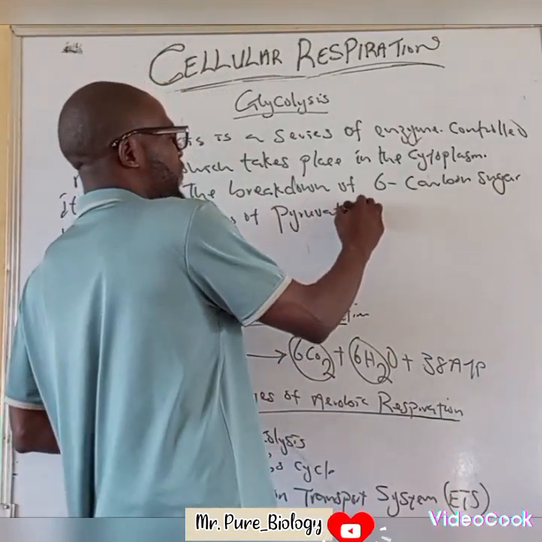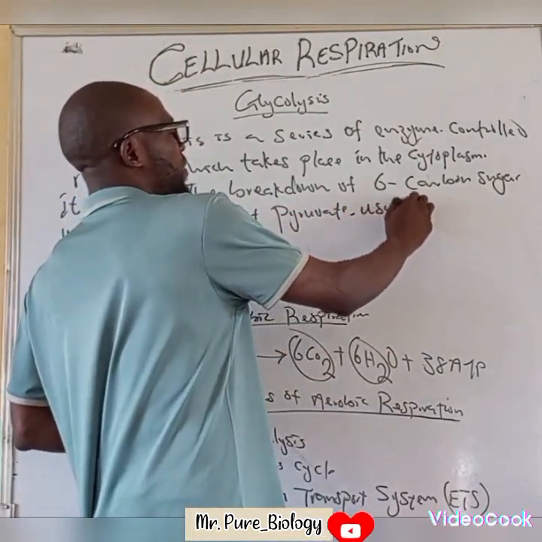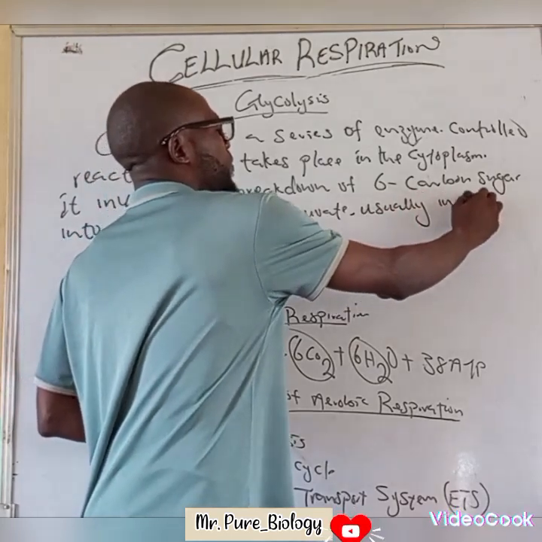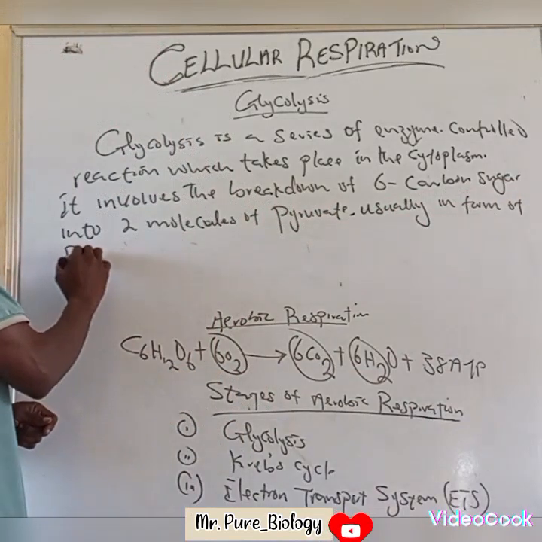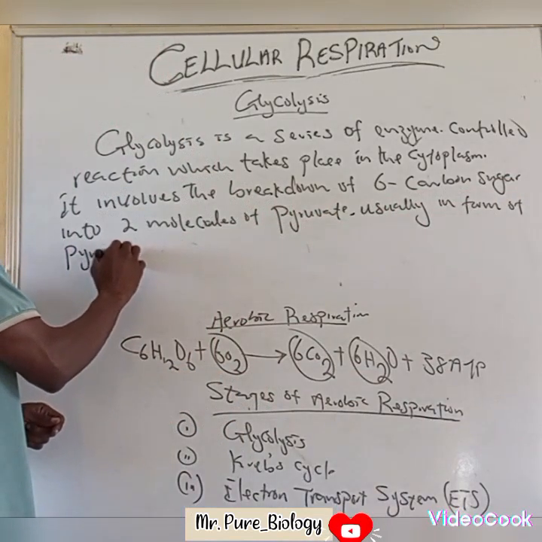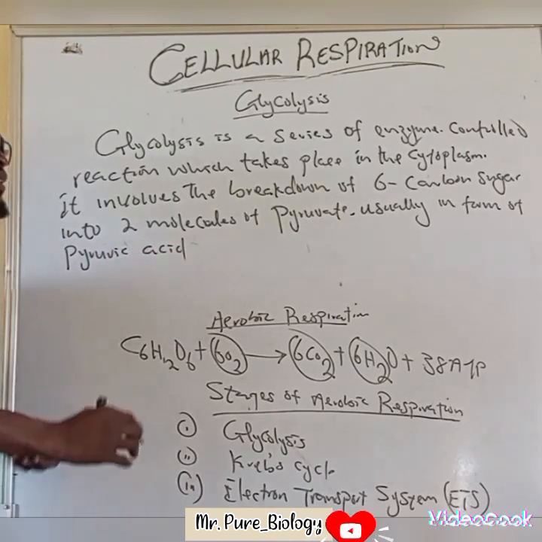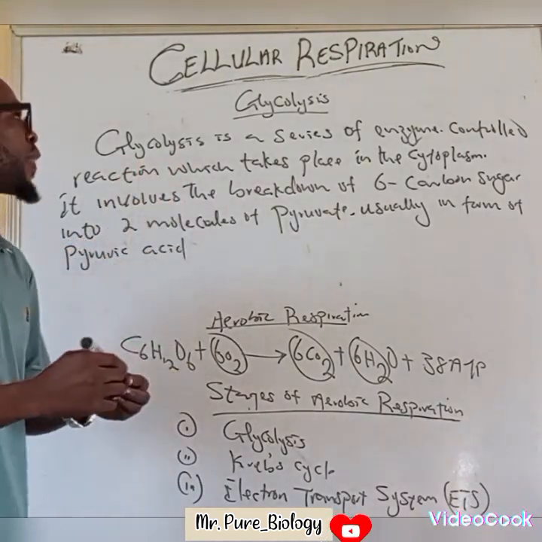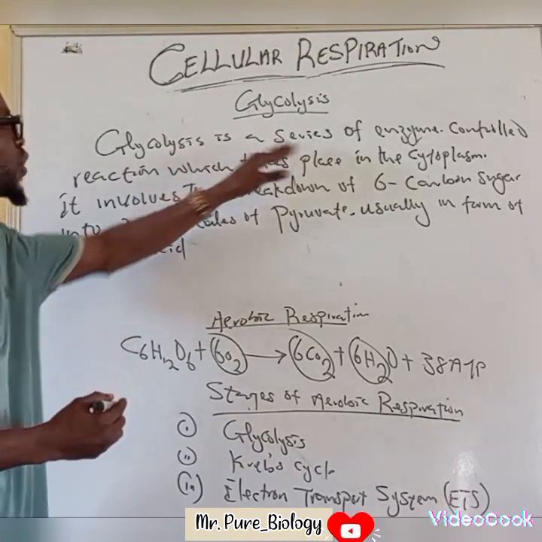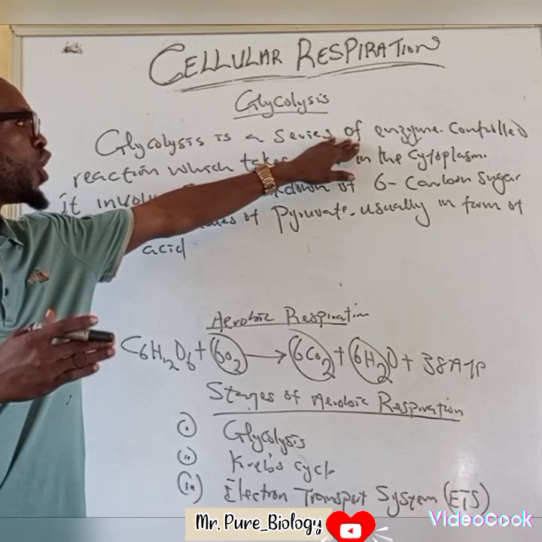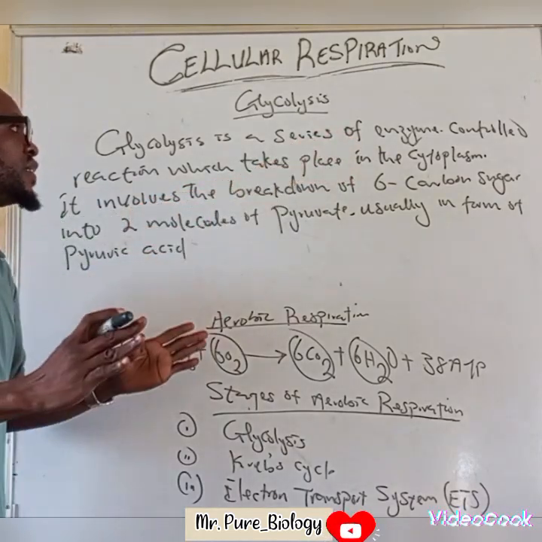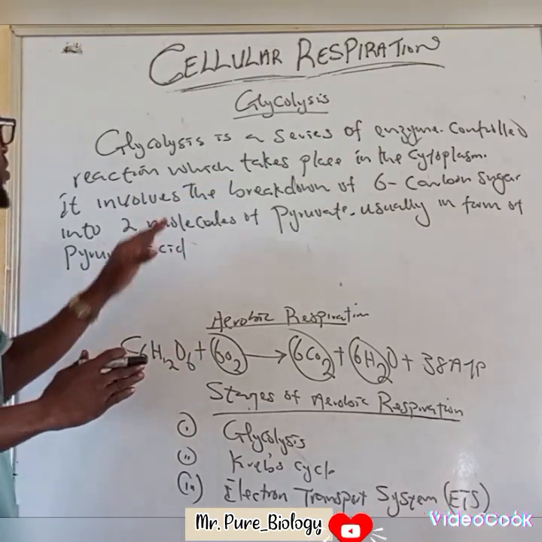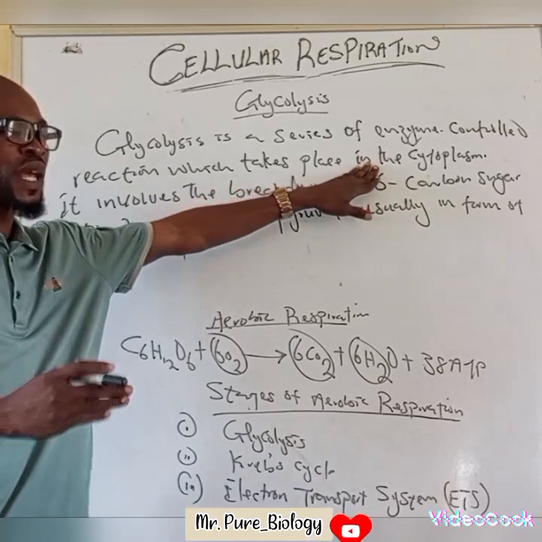Usually in form of pyruvic acid. So that is the definition for glycolysis. We said it's a series of enzyme-controlled reactions. As you all know, anything that has to do with the metabolic process involves enzyme-controlled reactions, and it takes place in the cytoplasm of the cell.